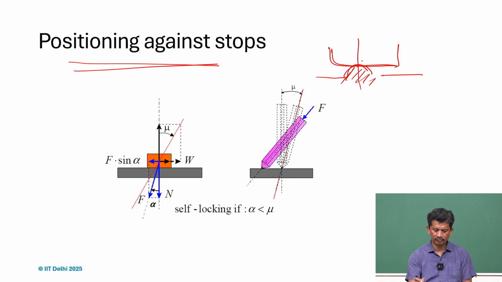Although it is a very nice concept to start with, because of the friction there are a lot of issues and we have to be aware of that. So what happens when we are using these kinds of stops for positioning?